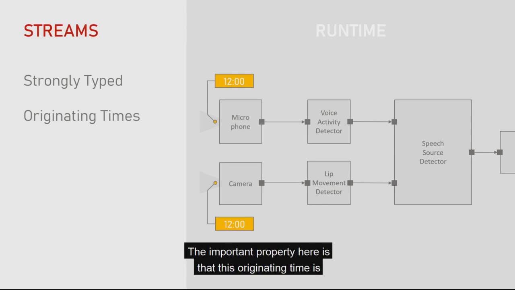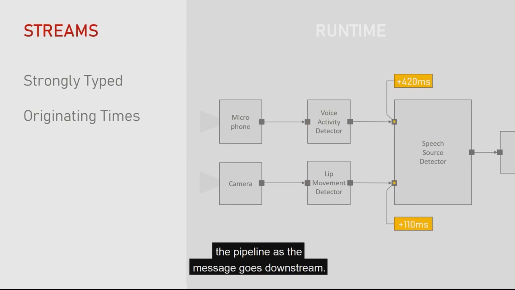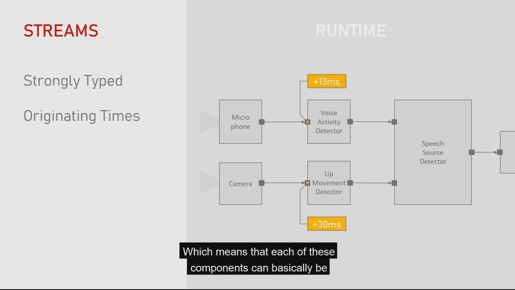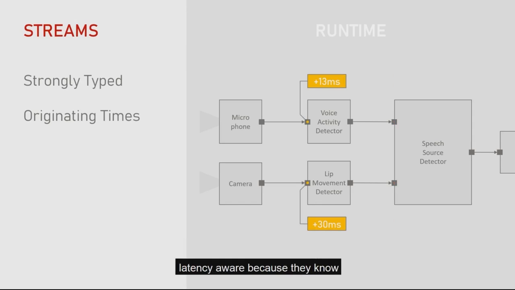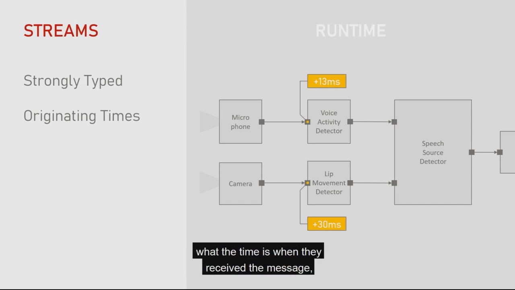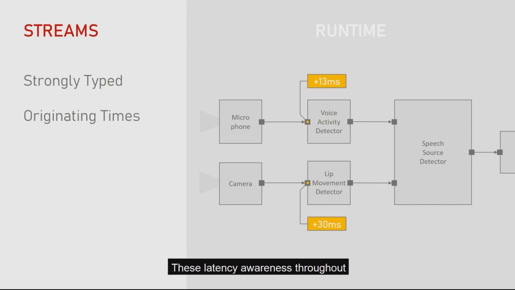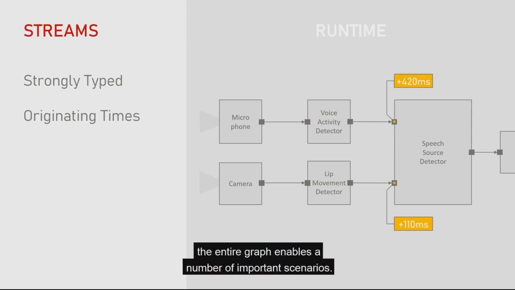And the important property here is that this originating time is automatically carried forward throughout the pipeline as the message goes downstream, which means that each of these components can be latency aware, because they know what the time is when they receive the message and they have access to this originating time information, so they can find out the latency of the message. And this latency awareness throughout the entire graph enables a number of important scenarios. One of these scenarios is synchronization and data fusion.